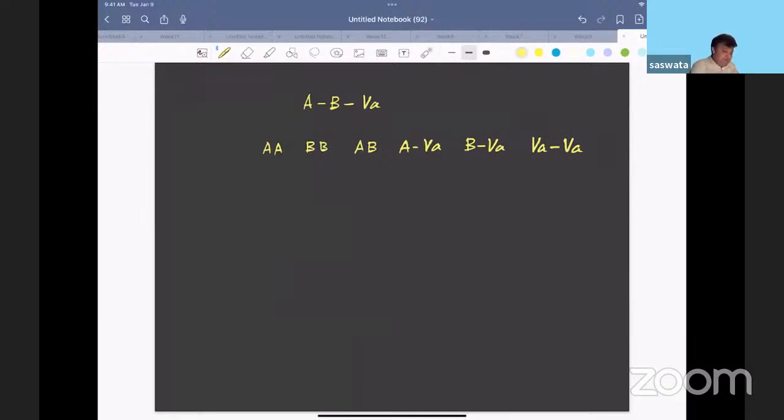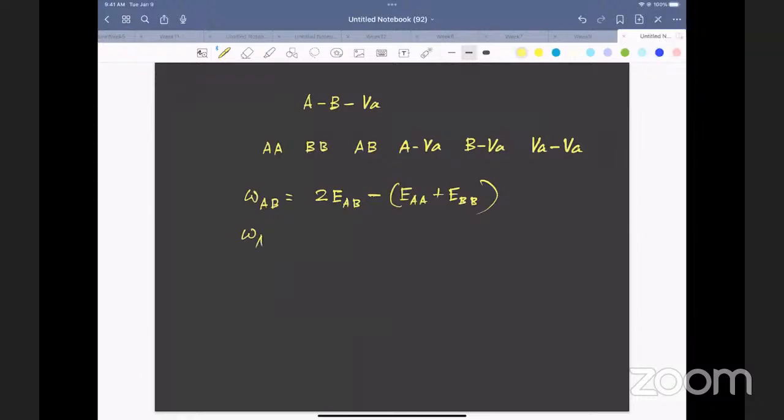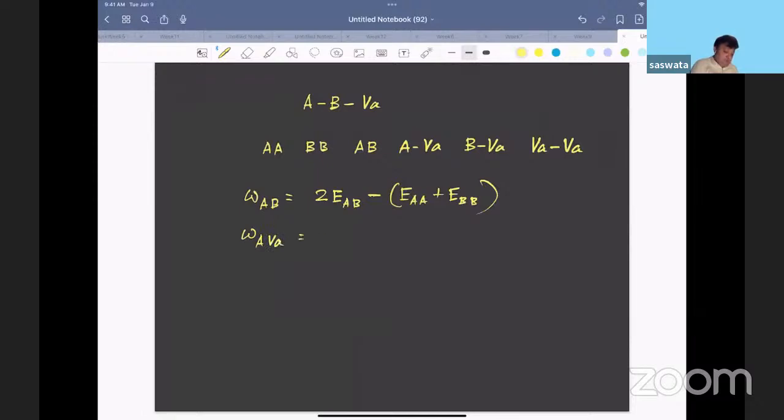The interaction parameter. So for example, if I use a regular solution model, I will have omega AB, which is, just as an example, 2E_AB minus E_AA plus E_BB. And then omega AVA, which will basically be 2E_AVA minus E_AA plus E_VAVA, right? Many a time this E_VAVA is nothing but 0. You get the point, right?